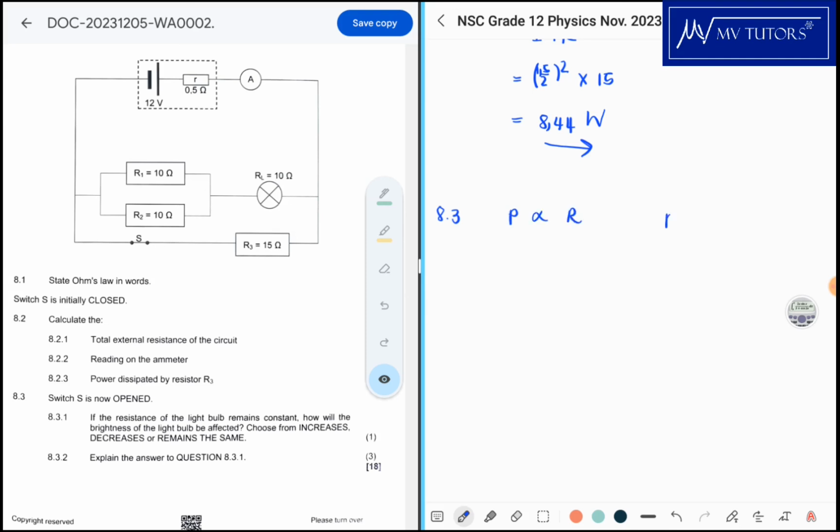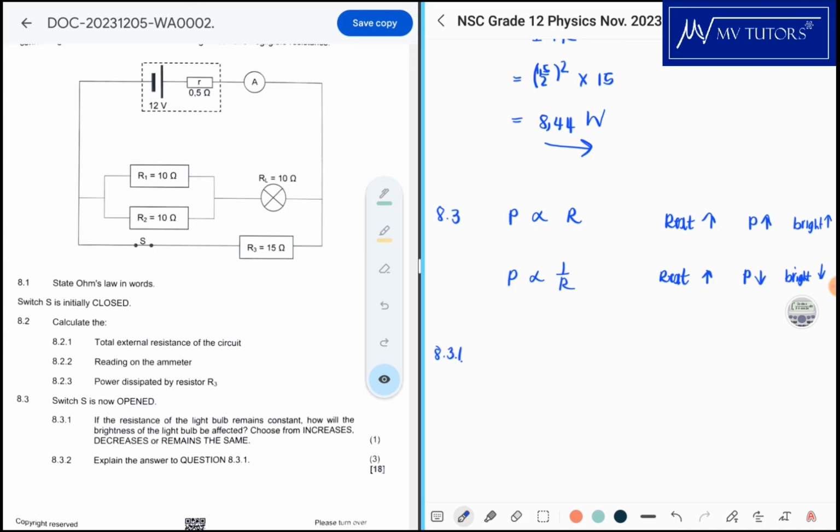Okay, so if your external resistance increased, then the power would also increase, meaning the brightness would increase. Now, if they are in parallel, like we have here, power is actually directly proportional to the inverse of the resistance. So if ever your external resistance increases, then your power would decrease, therefore your brightness would decrease. So what do we have here?